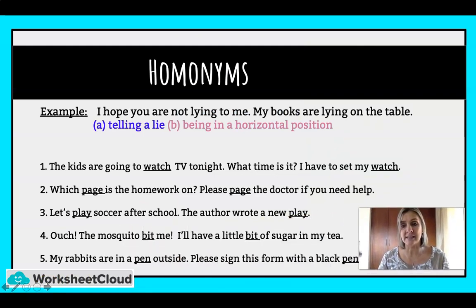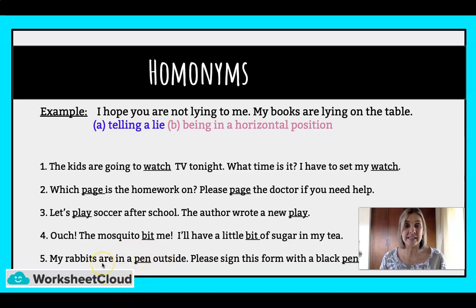So I know they're quite easy, but what I want you to do is look at them and tell me the difference between the two different words. So watch the different ones. The kids are going to watch TV tonight, or what is the time, I have to set my watch. And then page, play, bit, and pen. Just take a few minutes, think about them, and we'll come back and go through them together. So pause the video at this stage.